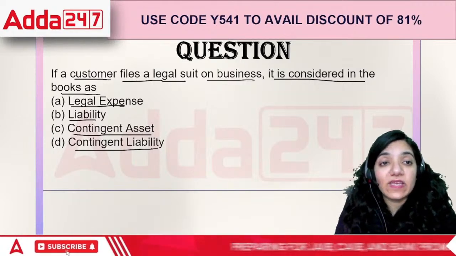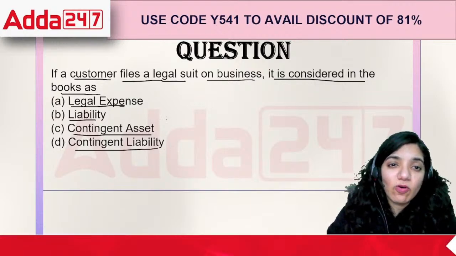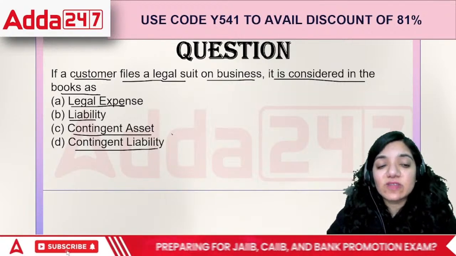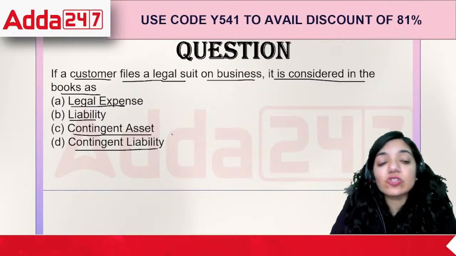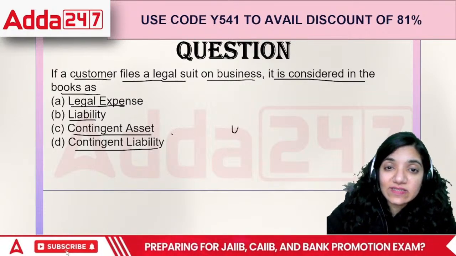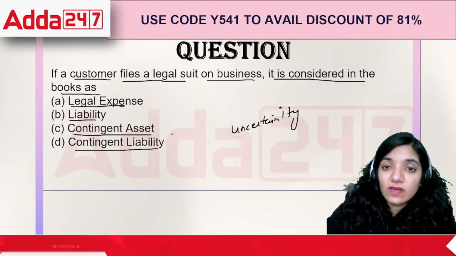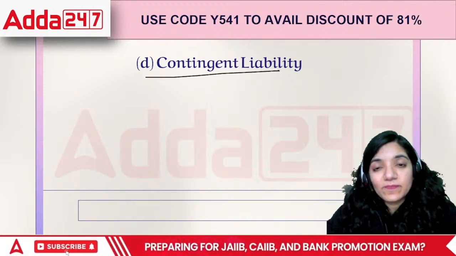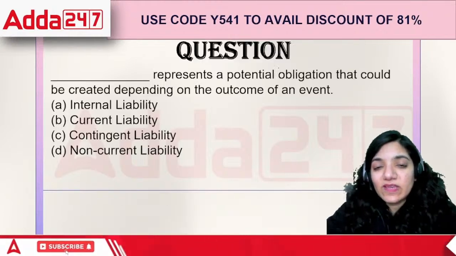We are supposed to pay in case of a legal suit, but we never know. We might receive, or we might have to pay, or we might not have to pay, because the customer is putting up a case on us now. So it is not sure that we have to pay or we don't have to pay. In such a situation of uncertainty, we call it a contingent liability. Right? So let's move on and talk about the next one.